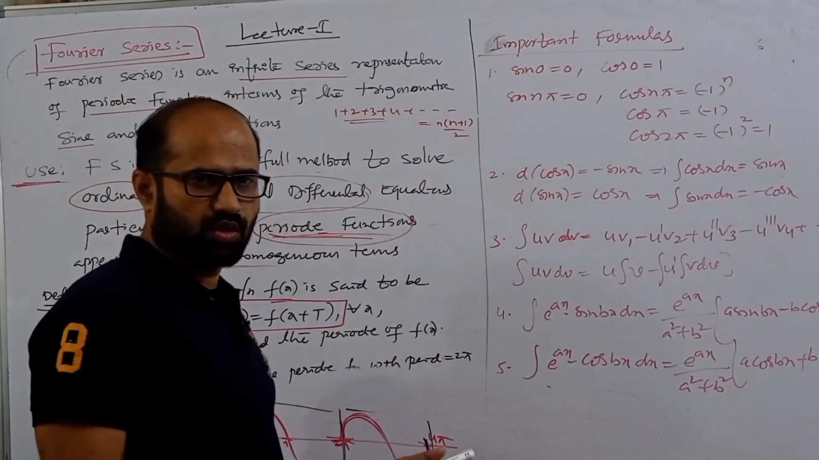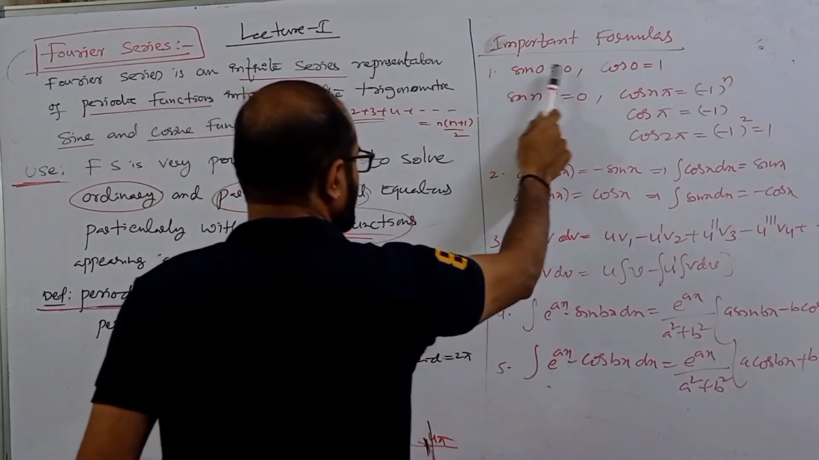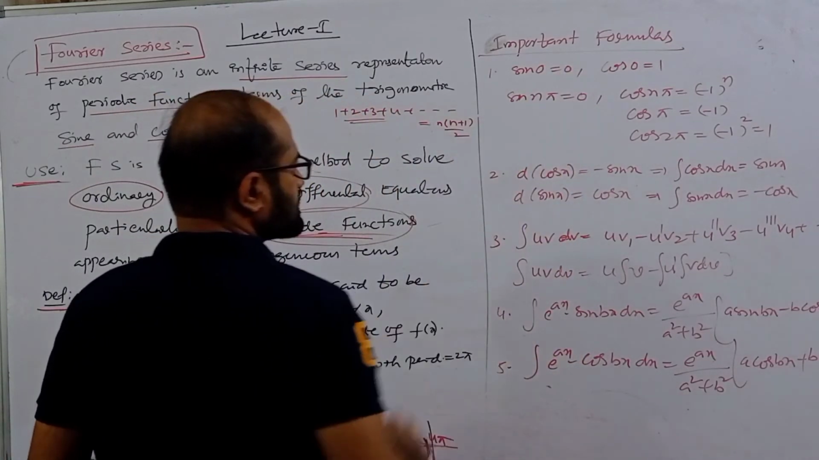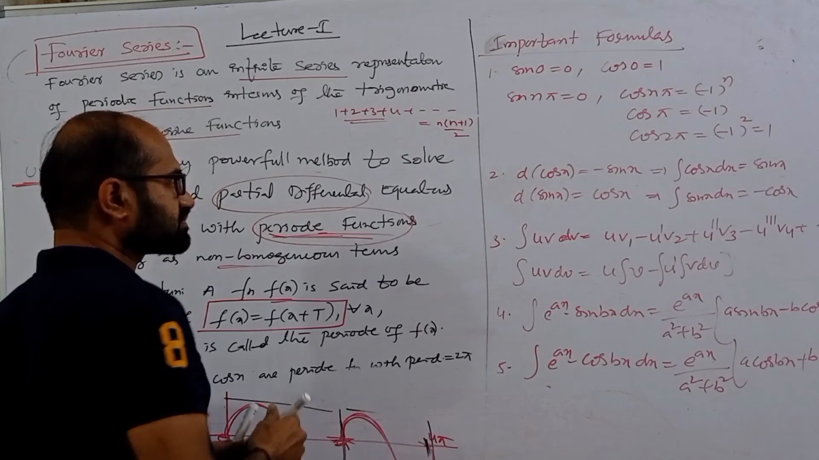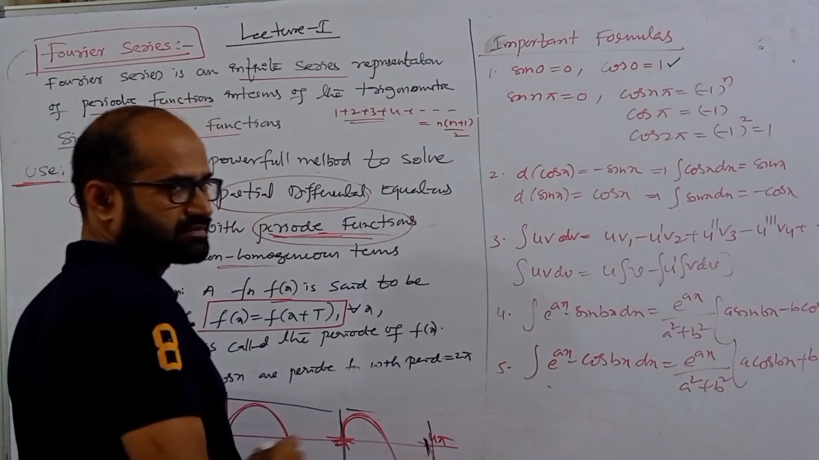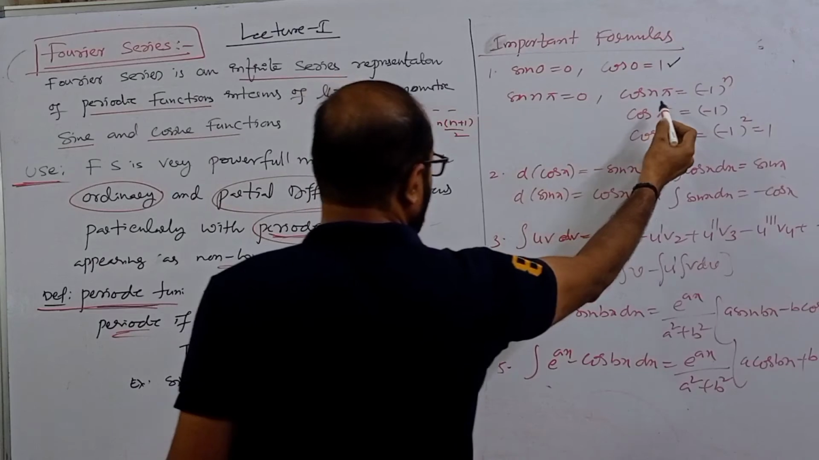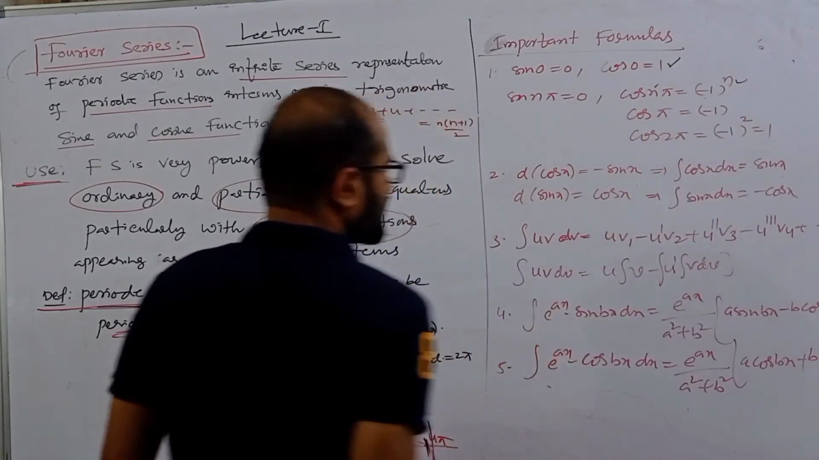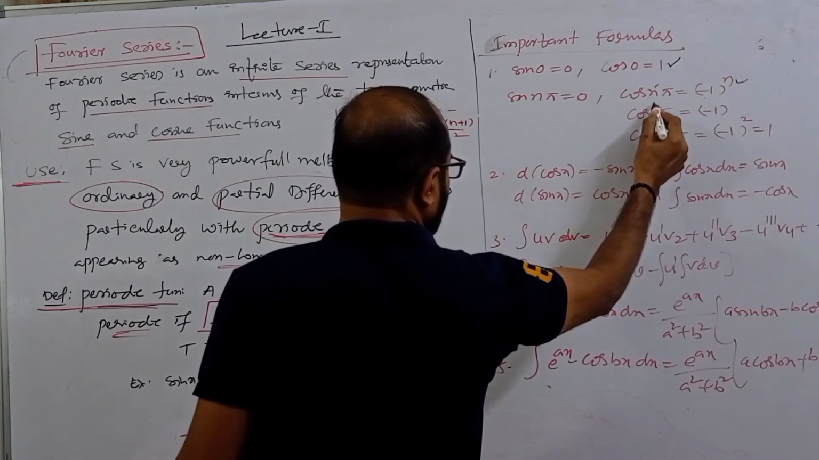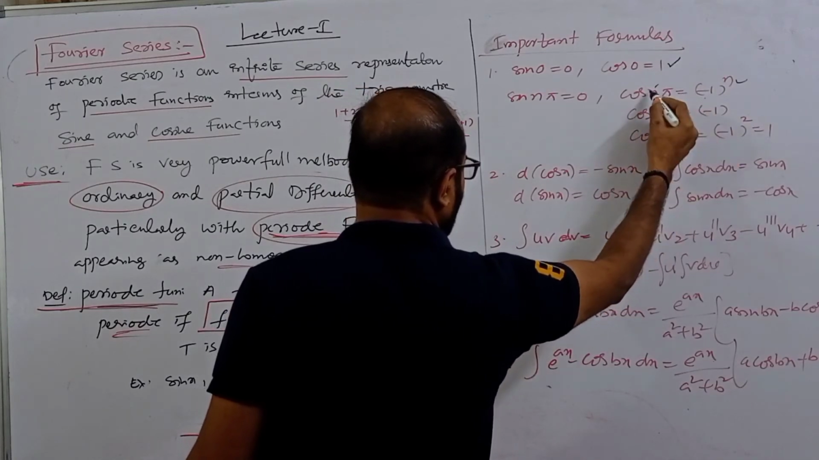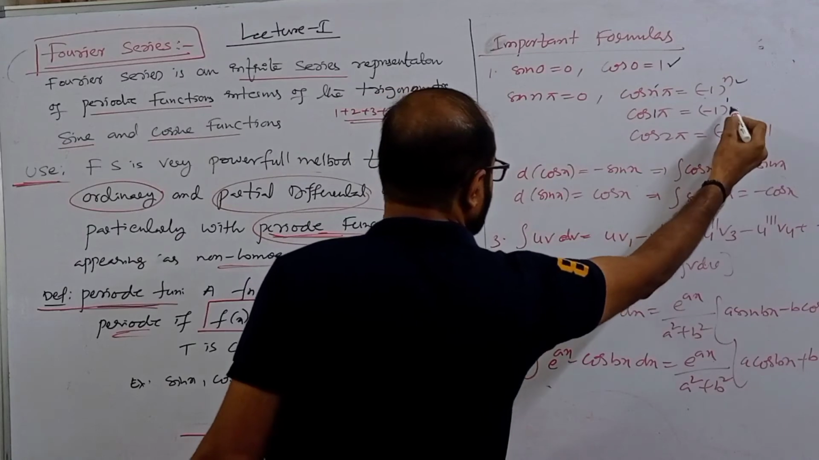These are the important formulas. Sin 0 equals 0, you know this. Sin 0 is always 0. So sin n pi value is also 0. Cos 0 value is 1, right? Cos n pi value is minus 1 whole power n, and for cos 1 pi, I am writing 1 in the place of n. Cos 1 pi is minus 1 whole power 1, so that is minus 1.